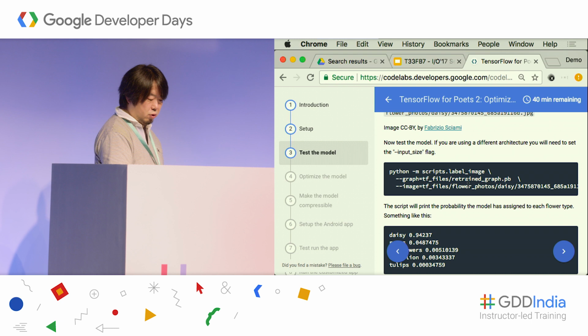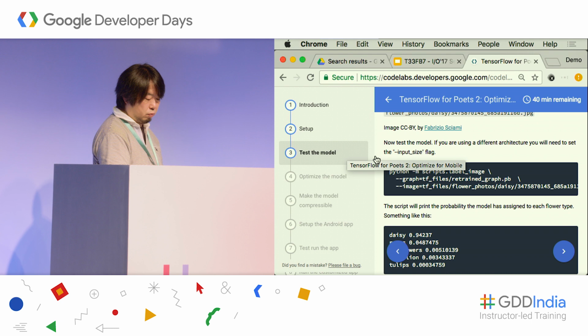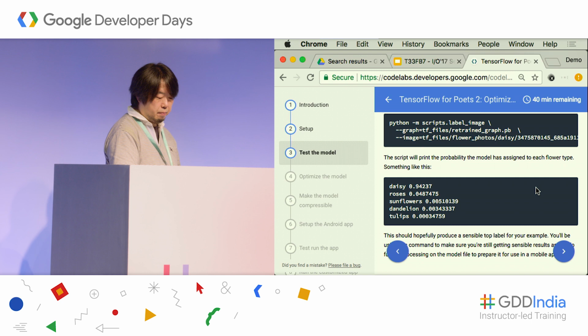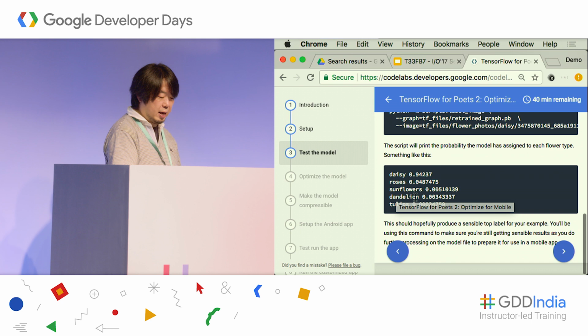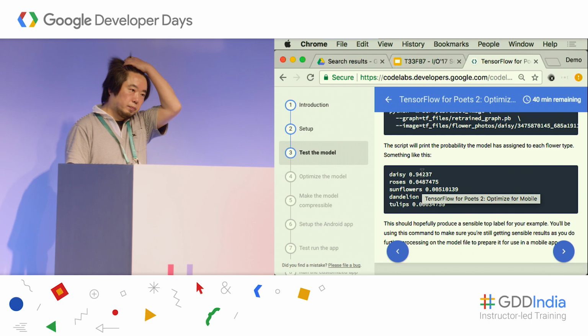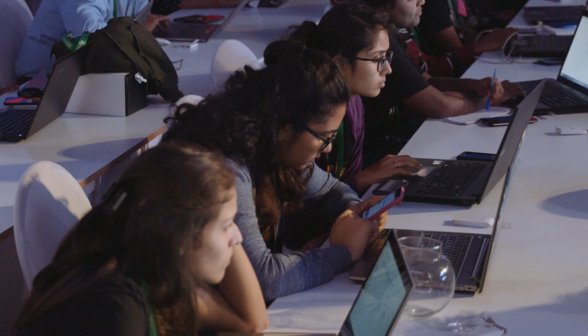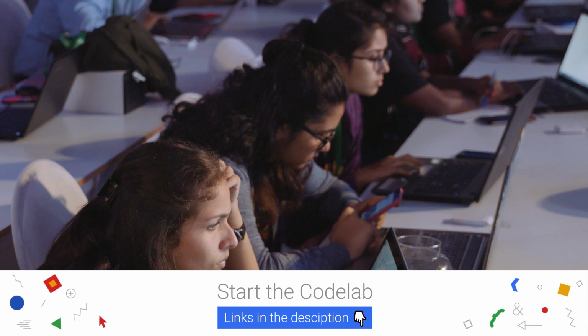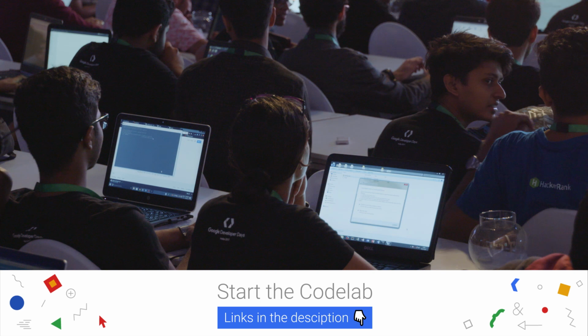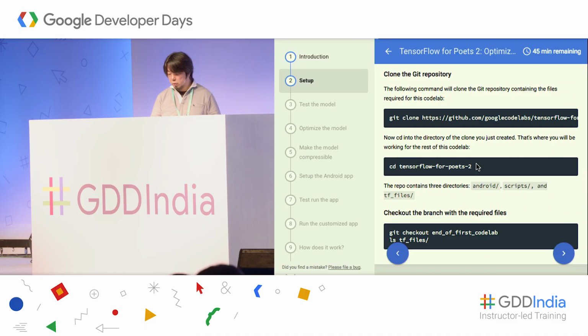And then you can execute the Python command in section 3 to check if your model works properly. If it works properly, you will be getting results such as daisy, roses, sunflowers, with those scores. Notice that you have to use GitHub to check out the code from the repository.